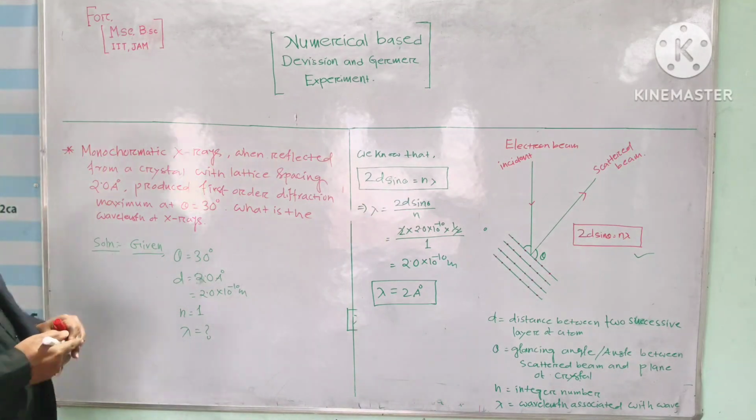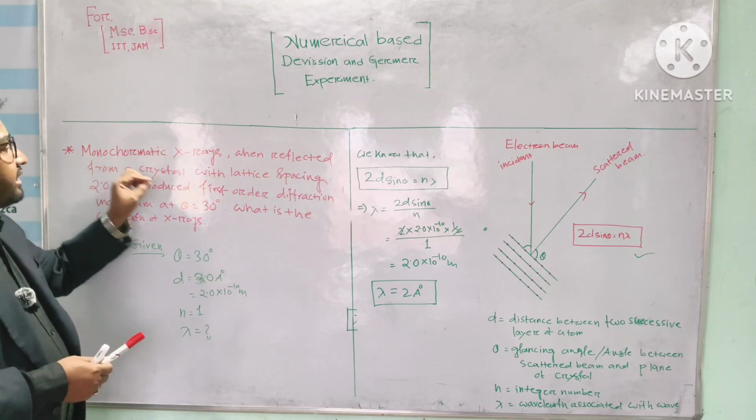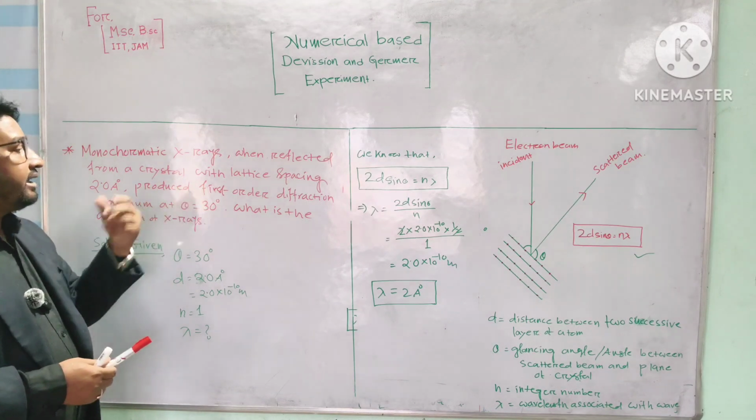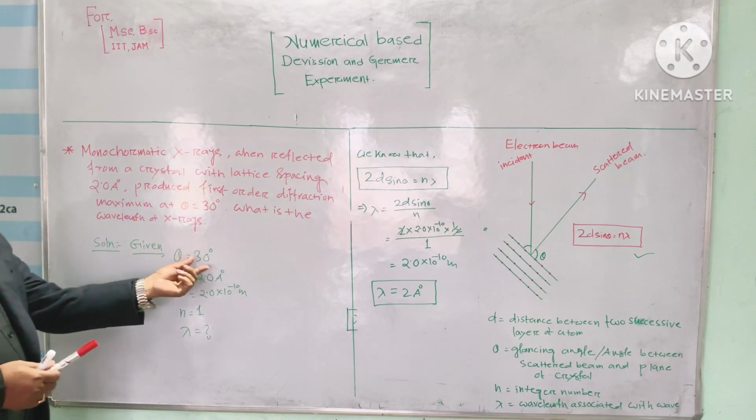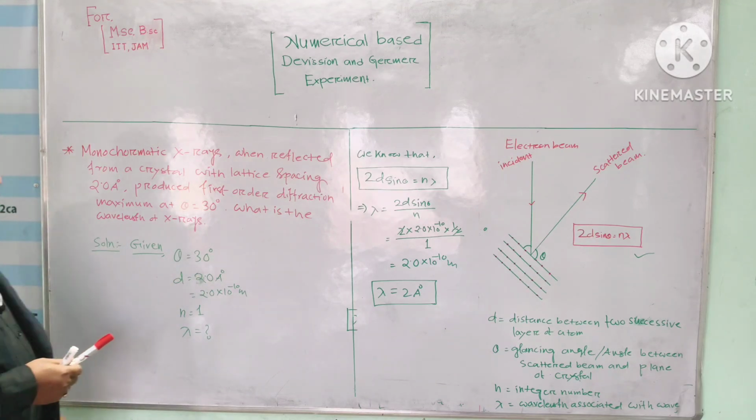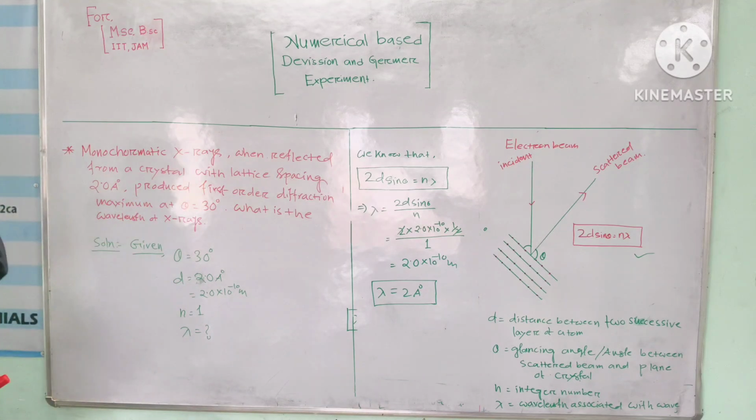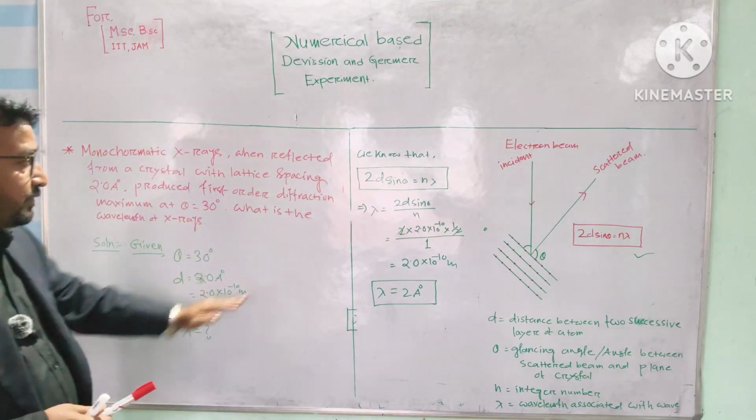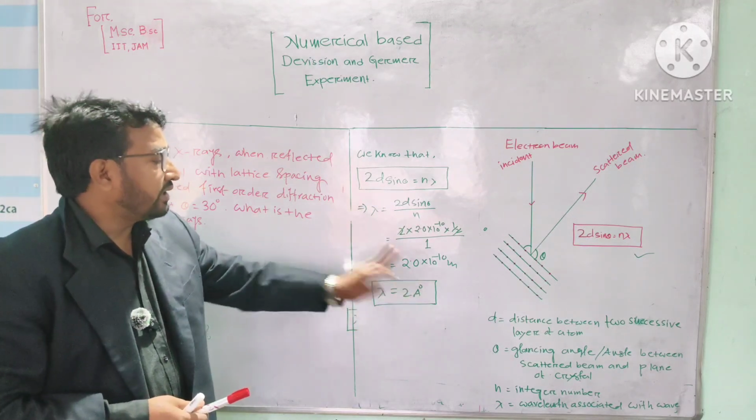For your better understanding, I am going to repeat it once again. Monochromatic X-rays reflected from a crystal with lattice spacing 2.0 angstrom produce a first order diffraction maximum at an angle 30 degree. What is the wavelength of the X-ray? From this question, the given data: theta equals 30 degree and d equals the interplanar spacing, or we can say the distance between two successive layers of atoms. This is denoted by d, and n equals 1 for first order, and lambda equals what? We know that from Bragg's equation 2d sin theta equals n lambda, and lambda equals 2d sin theta divided by n. When all the values are substituted in this equation, we get lambda equals 2 angstrom.